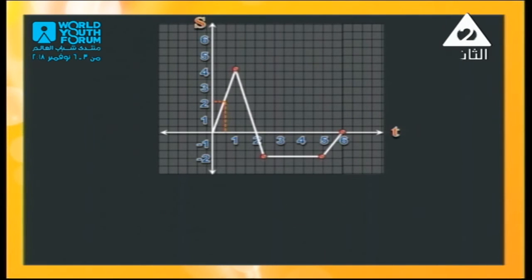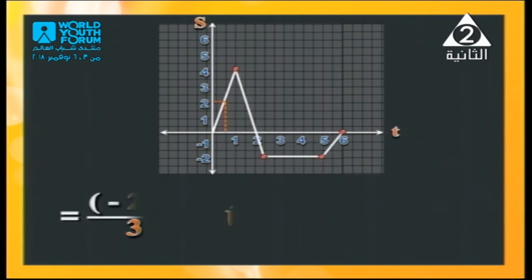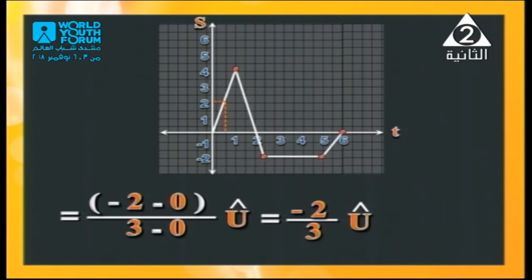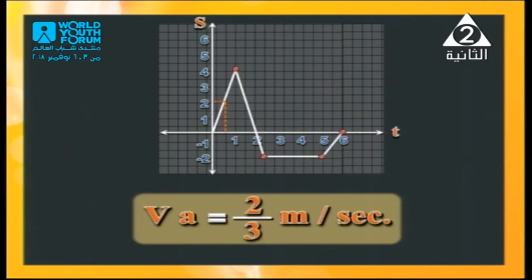VA from 0 to 3. Look at from 0 to 3. From 0, what is S when T equals 0? We find (S final minus S initial) over (T2 minus T1). By substitution from the curve, -2 minus 0 over 3 minus 0, the answer is -2/3 unit vector. This is deceleration. VA in magnitude is 2/3 meter per second.